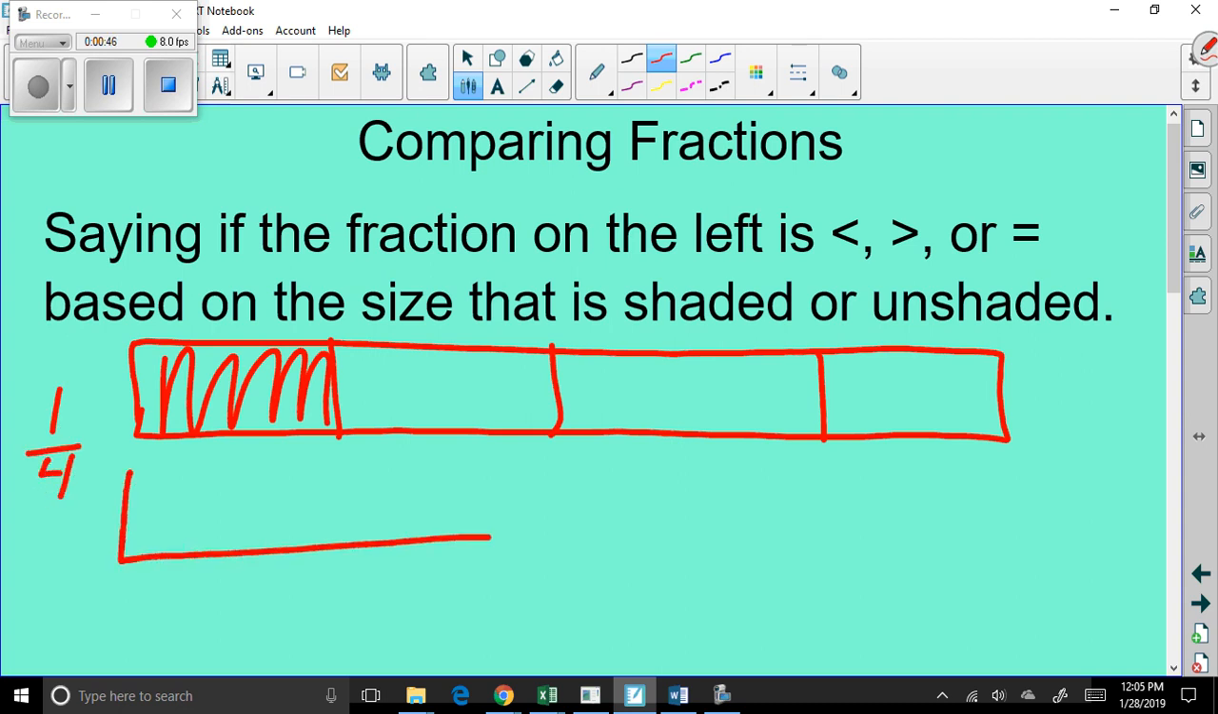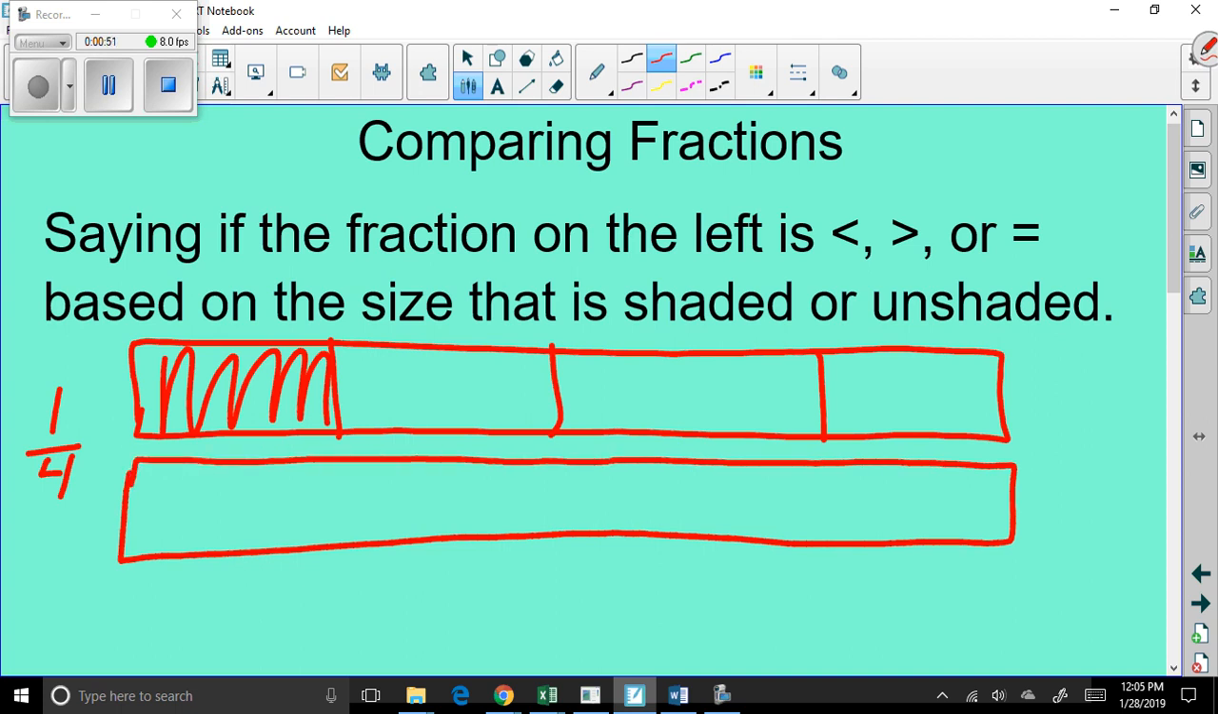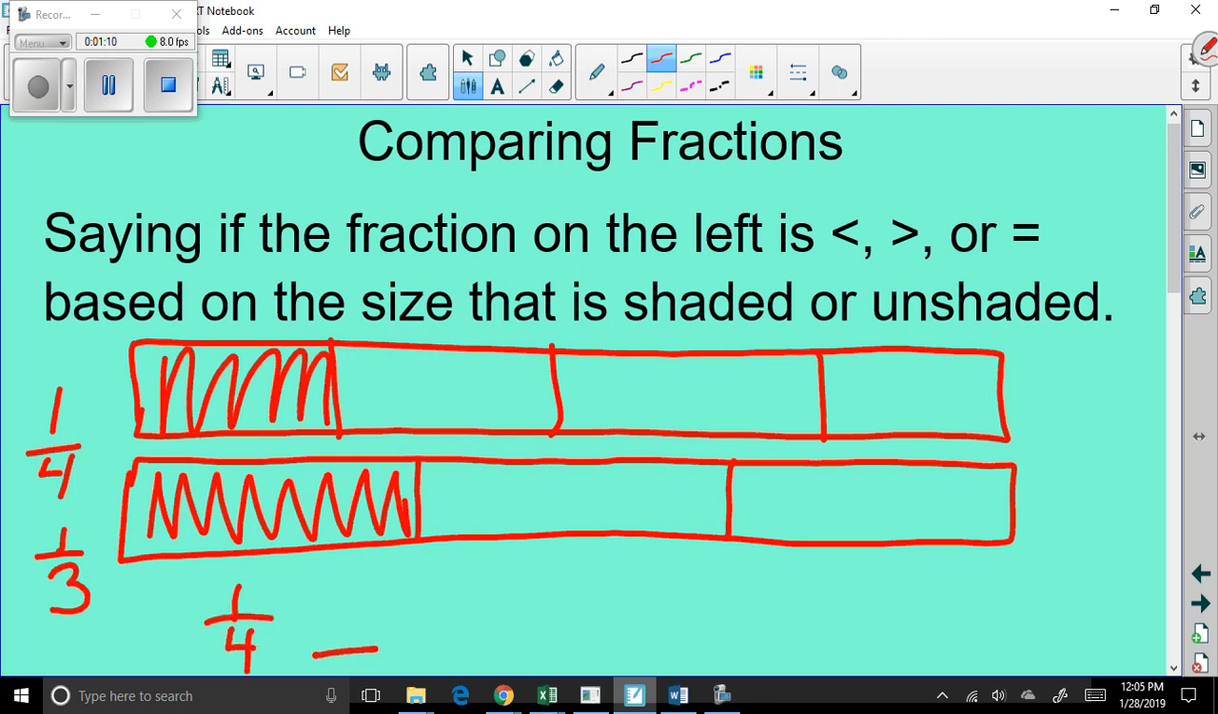The next one, when I compare it, and this is important, all fractions need to start out with the same whole when you are comparing them. So say, for instance, I wanted to put this one in thirds, and I want to shade one part in. So 1/3. Now I'm going to set this up in a number sentence. 1/4 is blank 1/3.